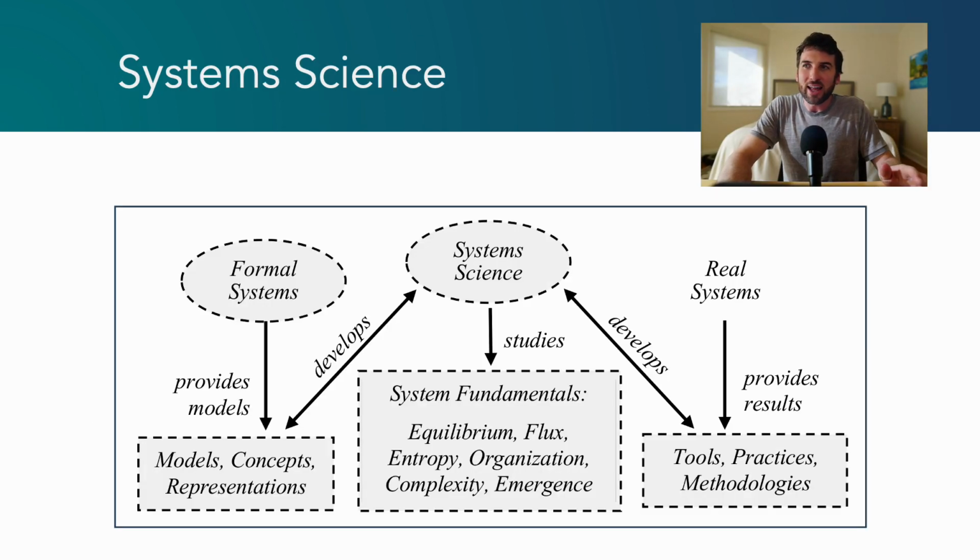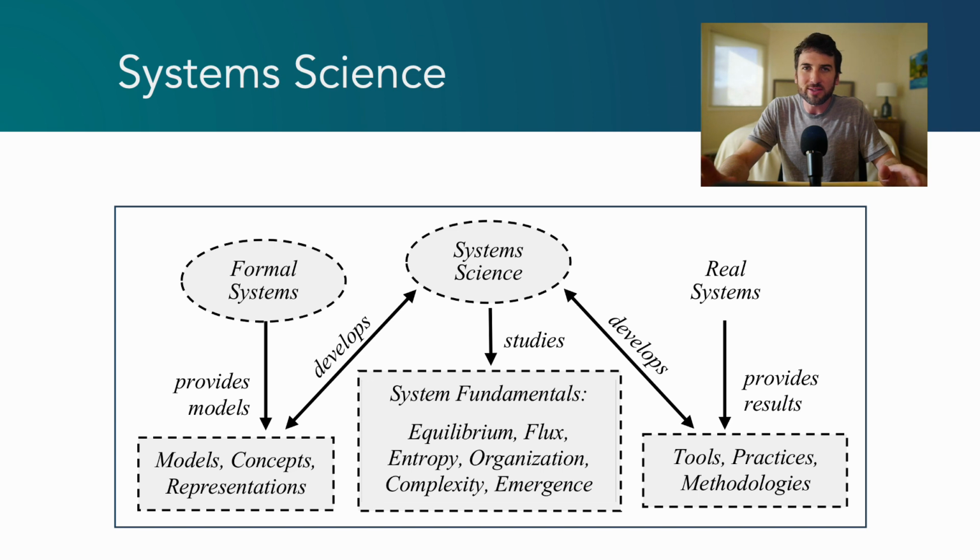So I wanted to highlight systems science as a whole. It really straddles between formal systems, like abstract models, concepts, representations, and real systems, these tools and practices to create change. And systems science, well, it's really the intersection between those two. Which models are useful for understanding the world? And also, how can we create effective change in the world?